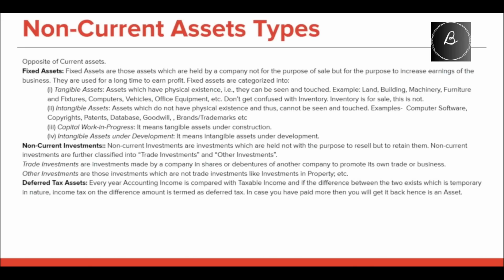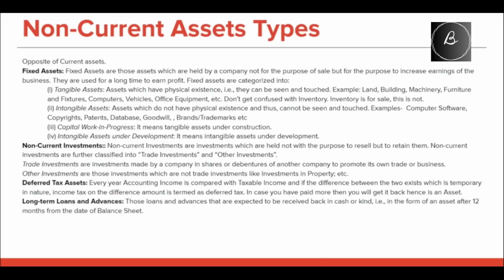Deferred tax assets. Every year, accounting income is compared with the taxable income, and if the difference between the two exists, which is temporary in nature, income tax on the difference amount is termed as deferred tax. In case you have paid more, then you will get it back, hence it is an asset.